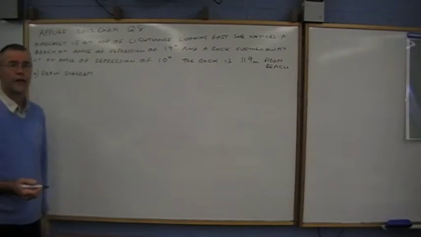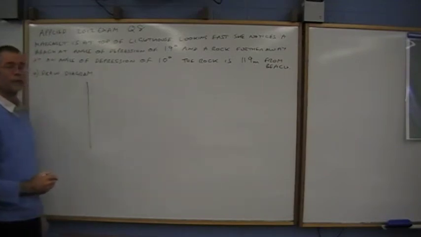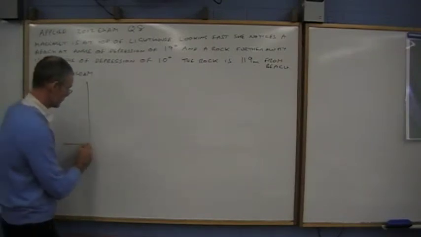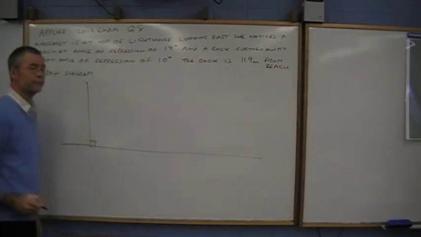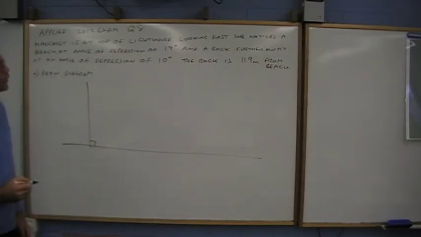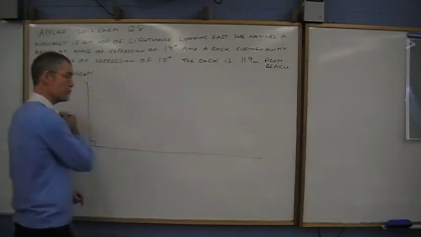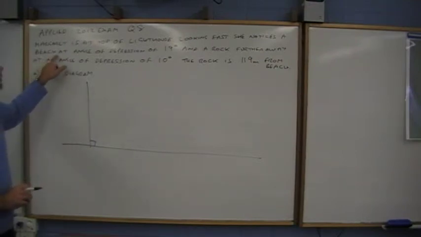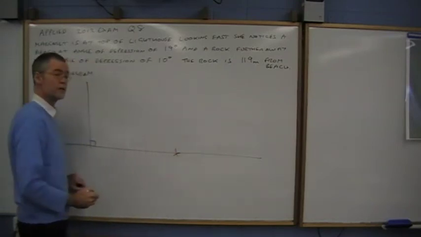Margaret is at the top of a lighthouse, so I draw a lighthouse. There I am, up in the air. Margaret's at the top, ground at the bottom. That'll be a right angle. Looking east, this is east going in this direction, west going the other way, and she notices a beach at an angle of depression of 19 degrees. So somewhere along this way going east, maybe there's a beach.